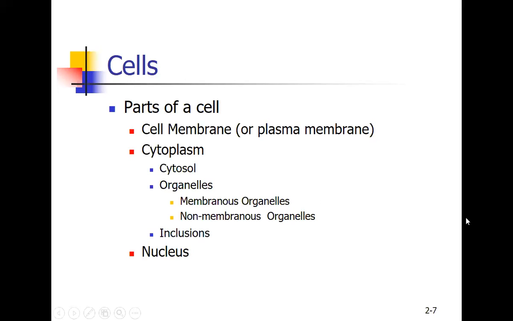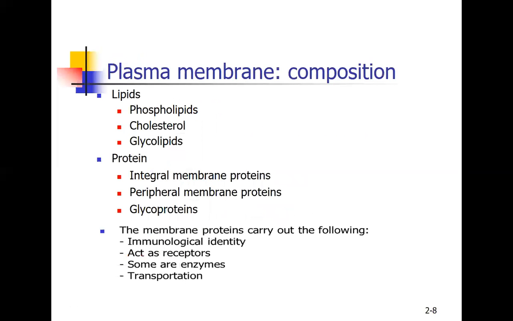Within the organelles, there are two types, membranous as well as non-membranous. So the cytosol is the fluid, then the organelles, and also there are small bodies called inclusions, which are present within the cytoplasm. Then deep inside, the main structure is present, a very important component of life, called the nucleus, which is usually at the center.